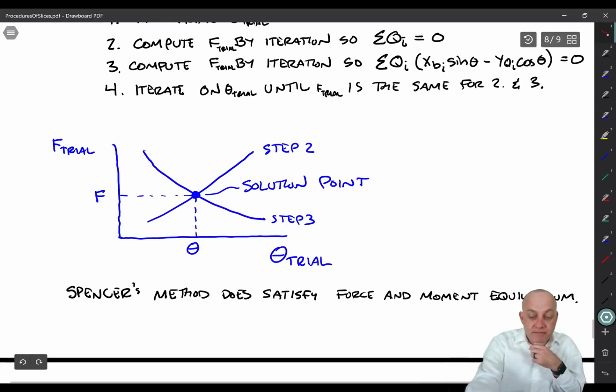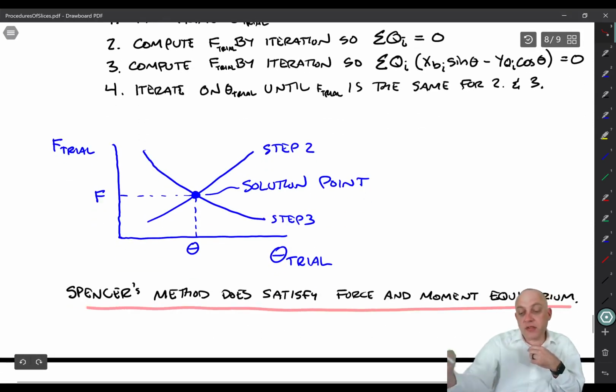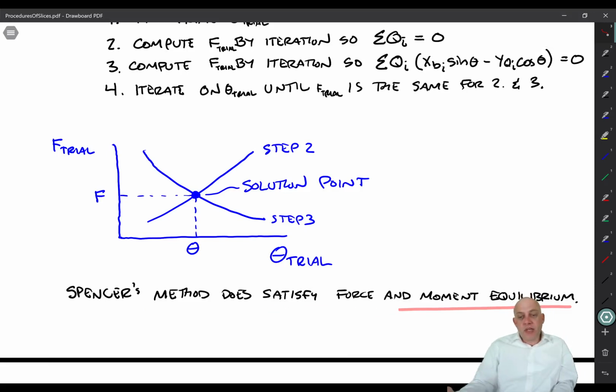So this method does in fact satisfy force and moment equilibrium, but it does so at the expense of having to do these extra iterations, and it takes a little longer to run, and it will sometimes not converge, especially for cases where you have big external forces applied to the slope. It generally does converge if you're just solving a slope with no seismic body force, no big water table acting on it, no anchors. If you start adding those external forces, Spencer's method can struggle a little bit to converge sometimes.